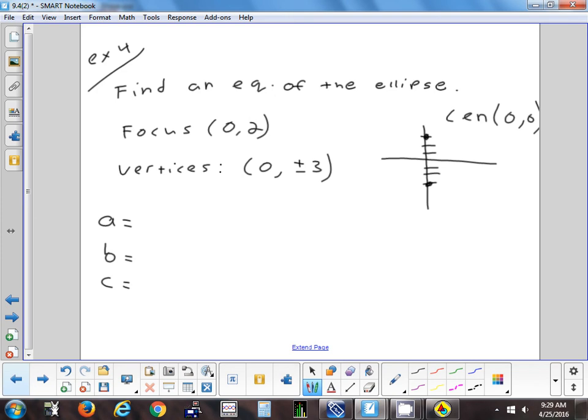Okay. All right, so Brian told us we can use the focus to figure out C. What's the distance between the center and the focus? 2, yep. Okay, Upi, how about the vertices? What letter does that help me figure out? A. A, yep. So distance between the center and the vertex. Taryn?